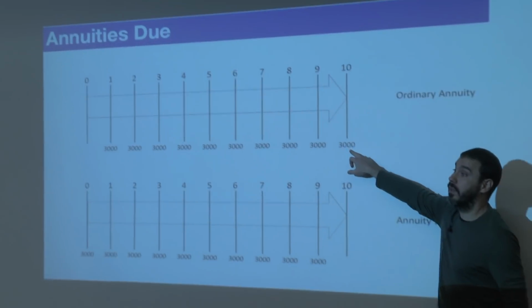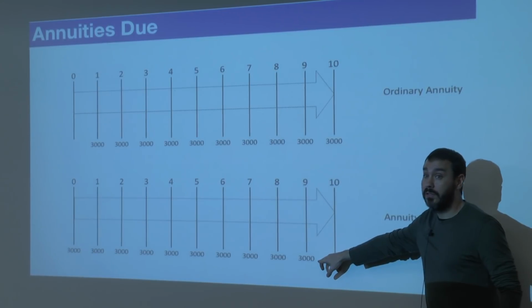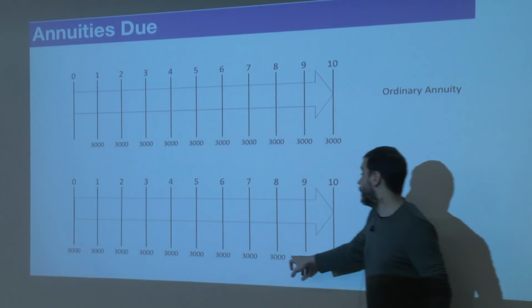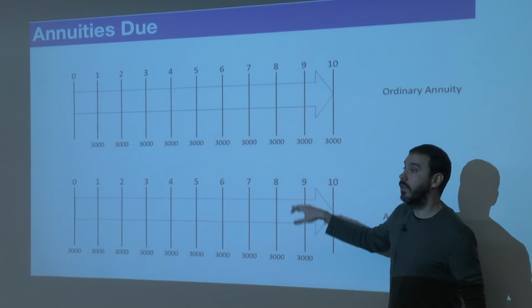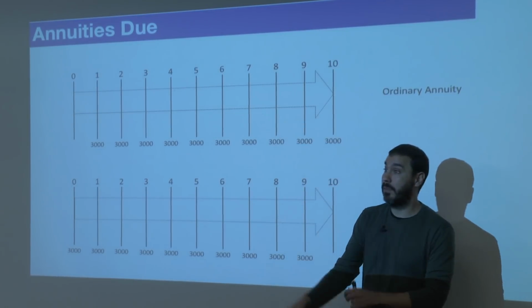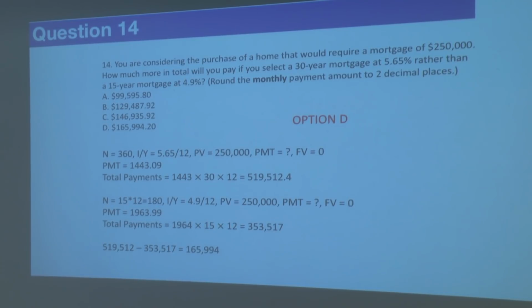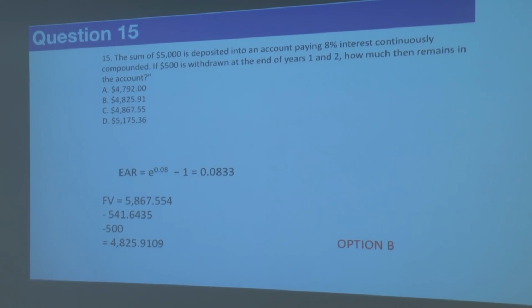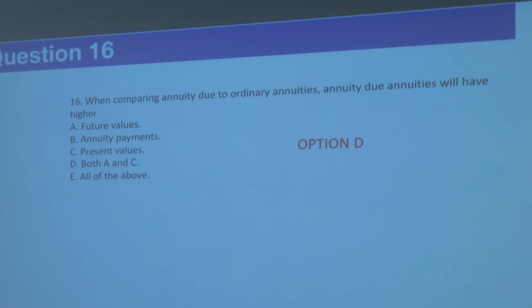This was a $3,000 per year, 10-year ordinary annuity. This is a $3,000 per year, 10-year annuity due. Still $3,000. That doesn't change by making it an annuity due. The only thing that changes is when the cash flows are happening, beginning or end of the period. So, A and C.